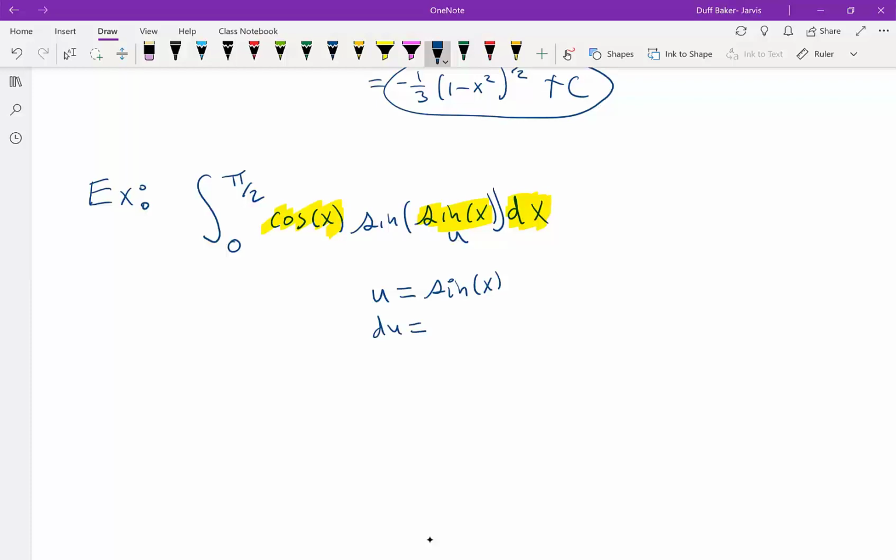Okay, if we did choose sine of x to be u, then du would be its derivative, cosine of x, and then we just tack on dx. That's just always what we do. And so if we do the substitution, the sine of x will get replaced with u, and then cosine x dx gets replaced with du. So you actually end up with this fairly simple integral.